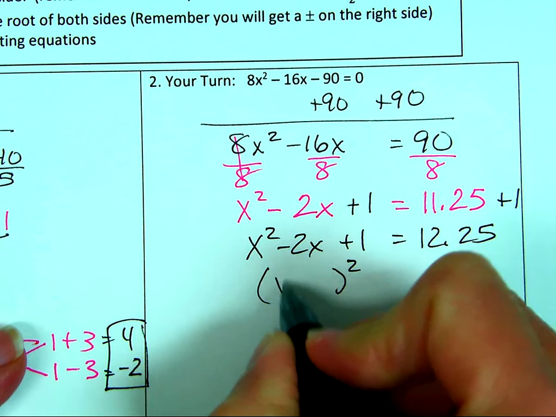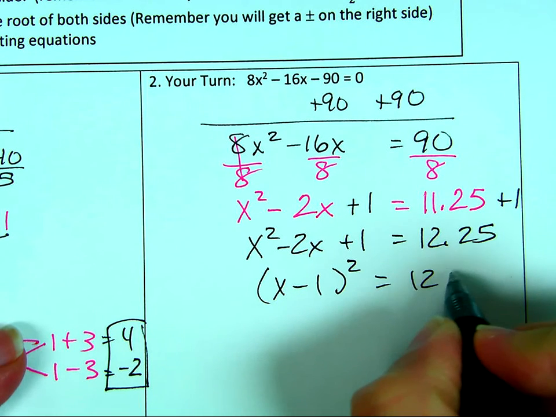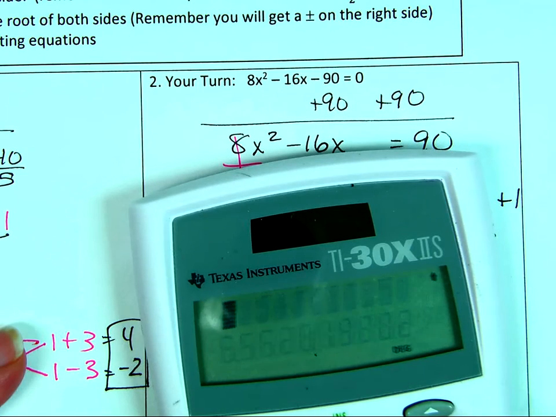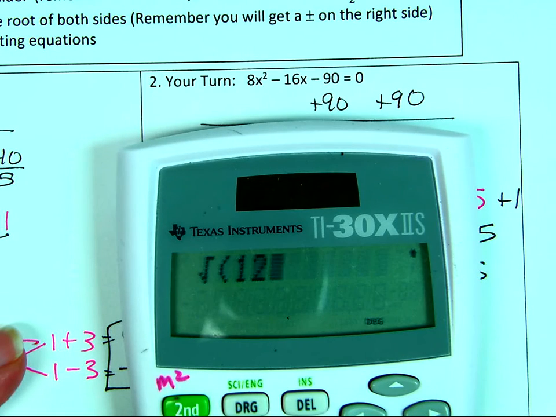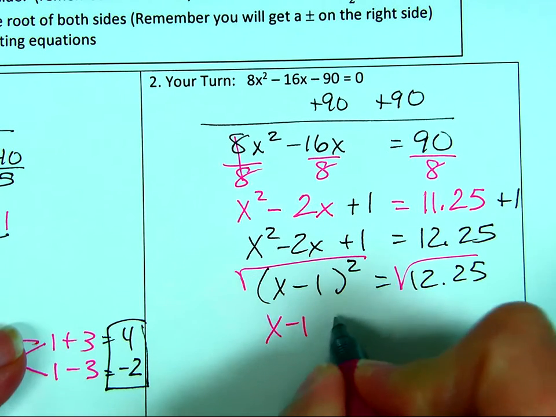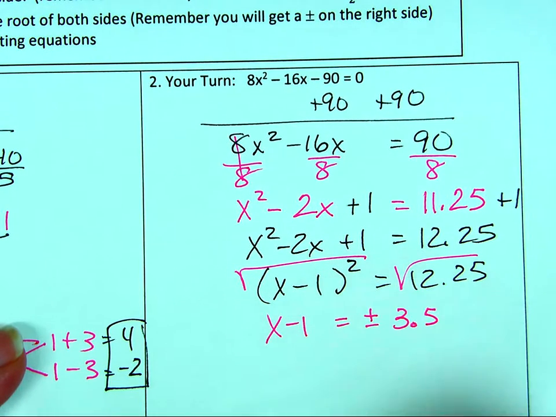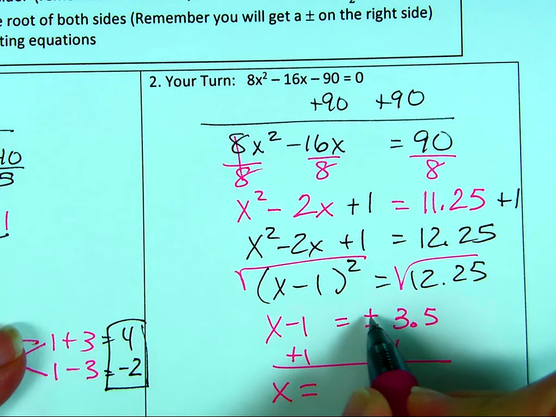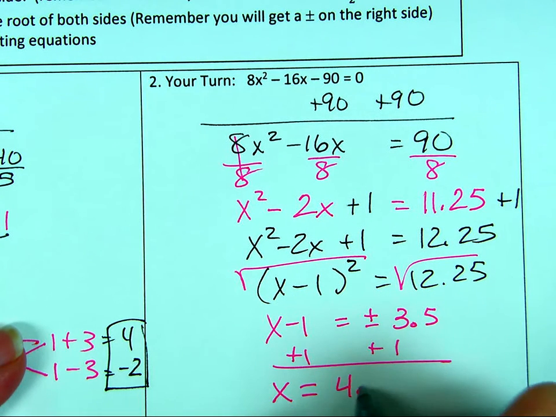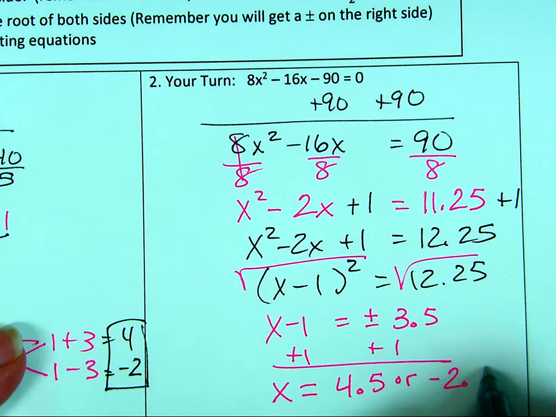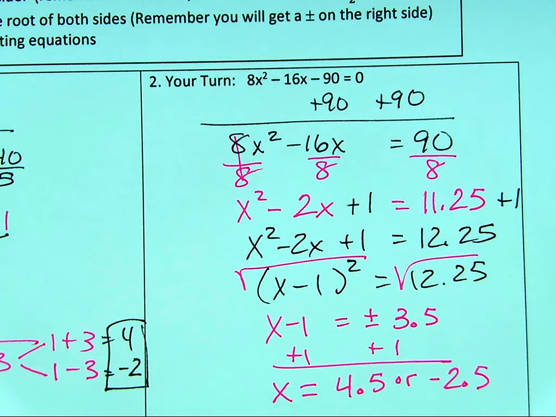We're going to factor the left side. And then, remember, our next step is to square root. And for this, get your trusty little calculator out. So we're going to square root 12.25, and we get 3.5. So we know that x minus 1 equals plus or minus 3.5. So when I add 1 to both sides, I get x equals 3.5 plus 1, which is 4.5, or negative 3.5 plus 1, which is negative 2.5. So those are the two answers for that one.